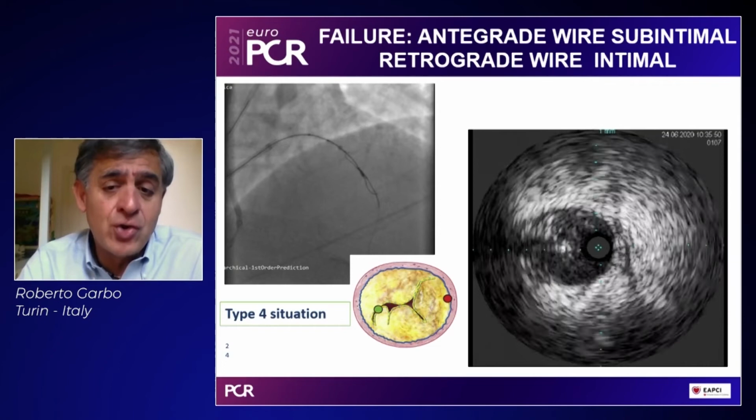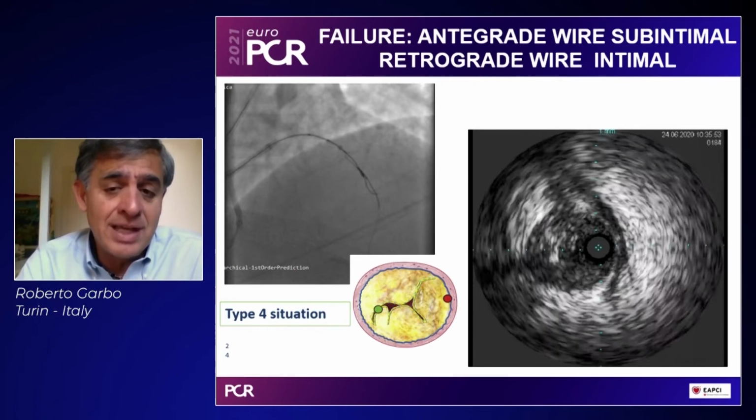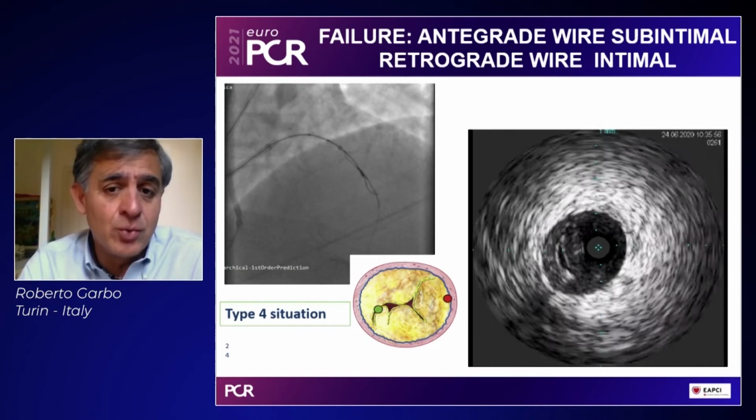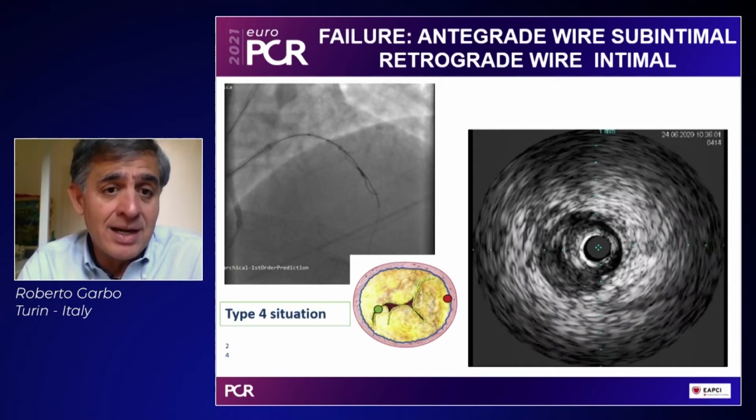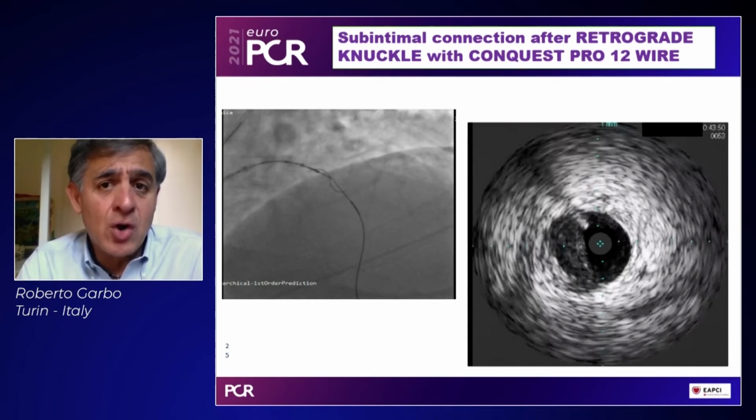And IVUS showed me that I was not able because my anterograde wire was subintimal, my retrograde wire was intimal. In this situation, you will never be able to do the connection. You need to change something. I need to change the position of my retrograde wire from intimal to subintimal space. So I need to knuckle with the Conquest Pro 12 wire retrograde.